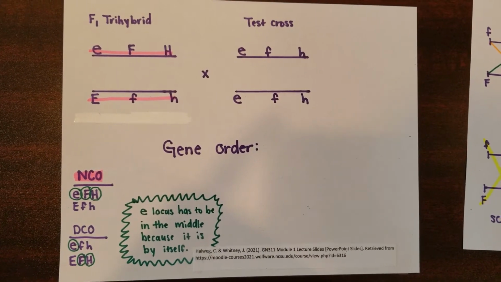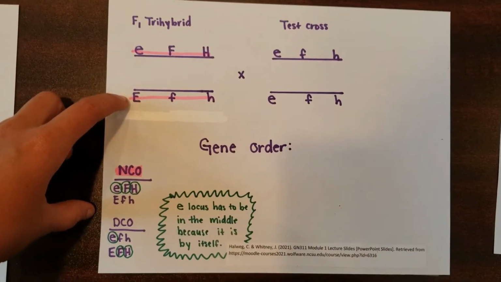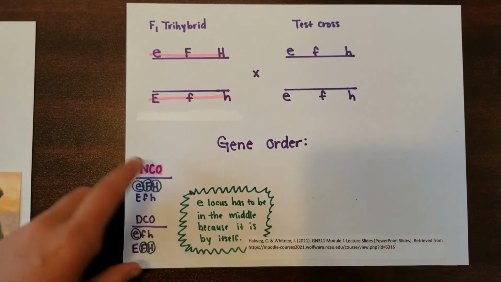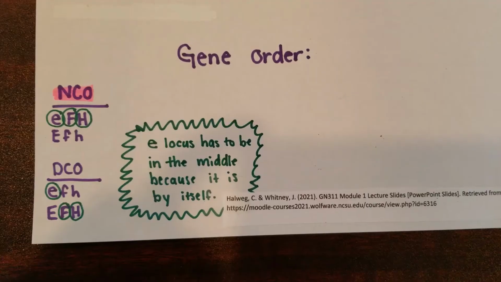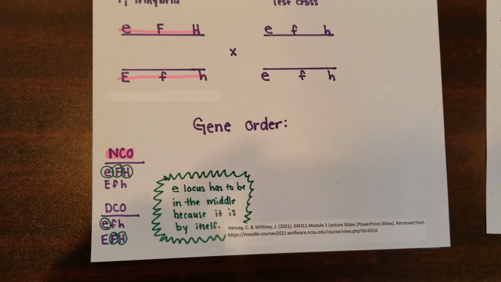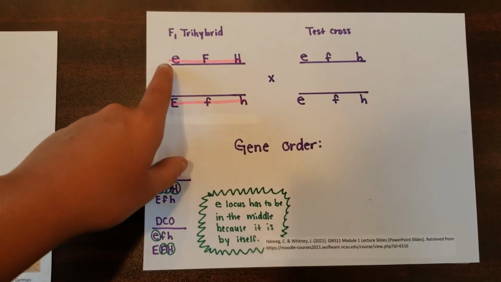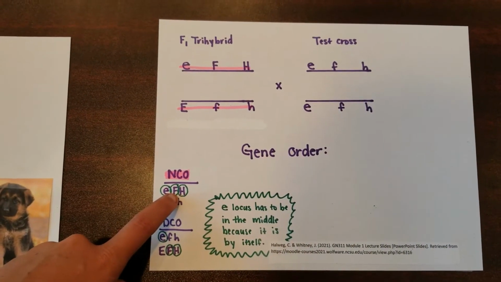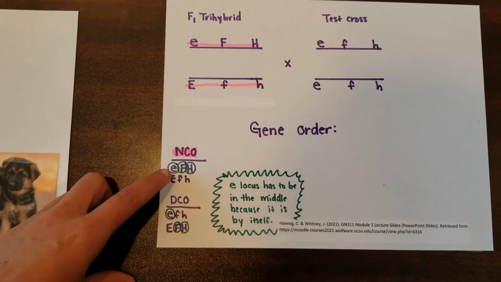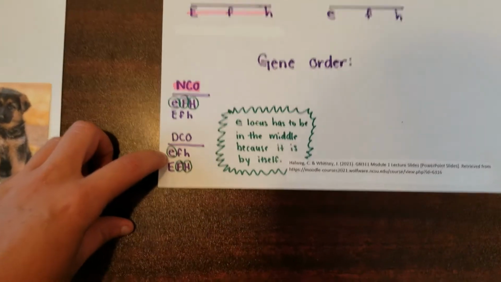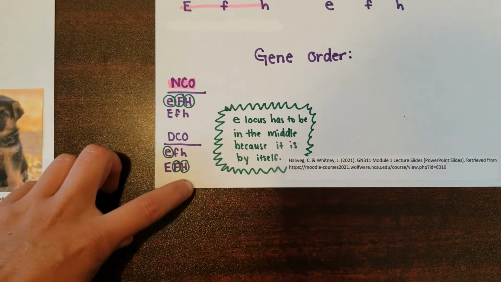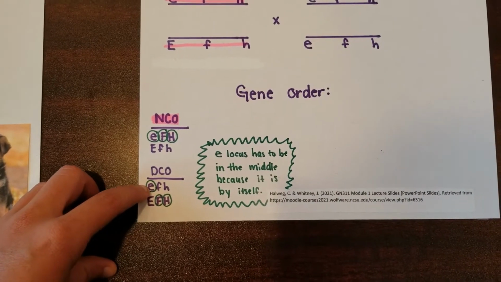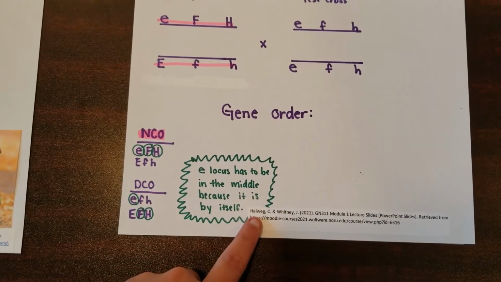Now you will take the same example from the last one and do a trihybrid times a test cross that is all recessive. This is to determine your gene order. As you can see, the no cross is going to be straight across. So you will have the lowercase e, capital F, capital H. Then you will circle the lowercase e, capital F, and capital H, and that one by itself will determine where the locus will be. So the E locus has to be in the middle because it's by itself.